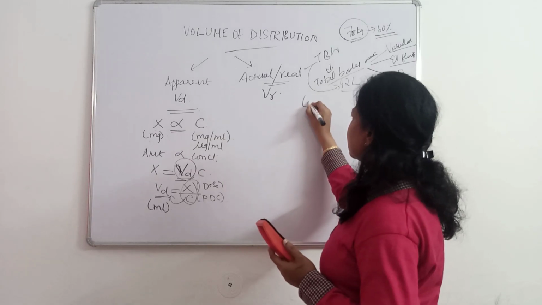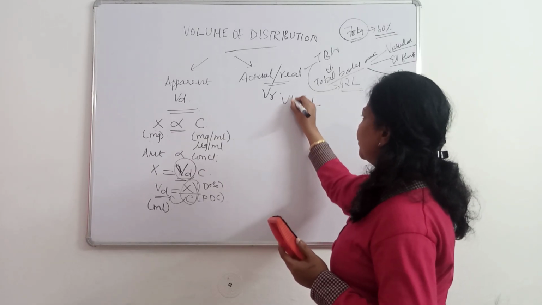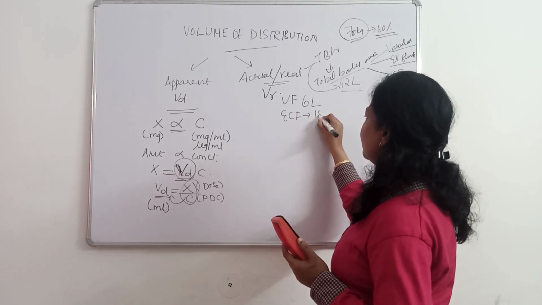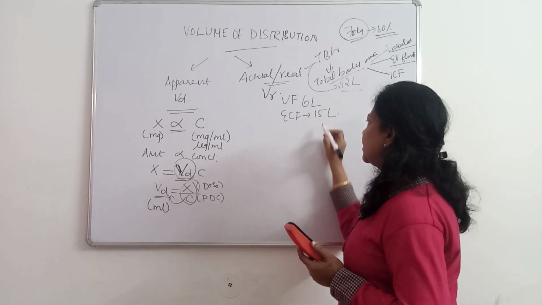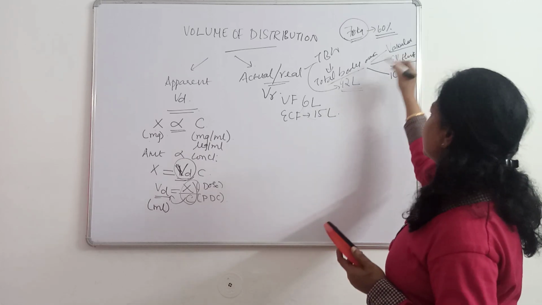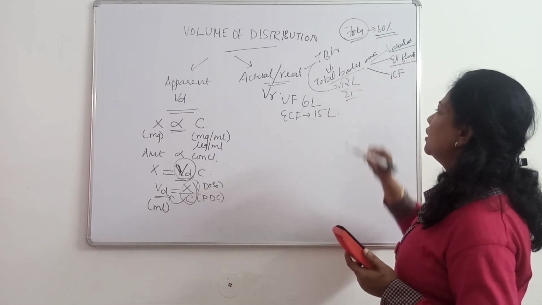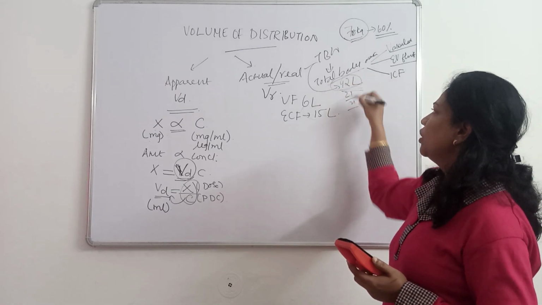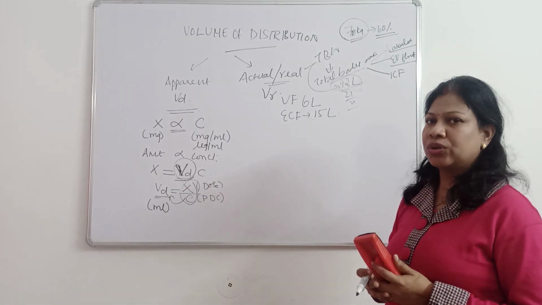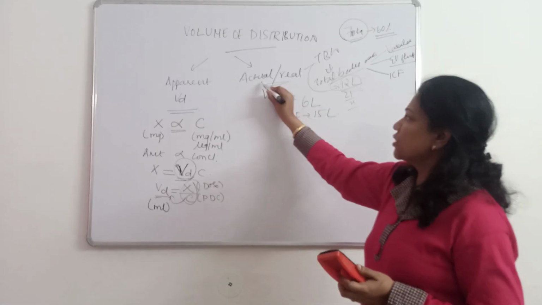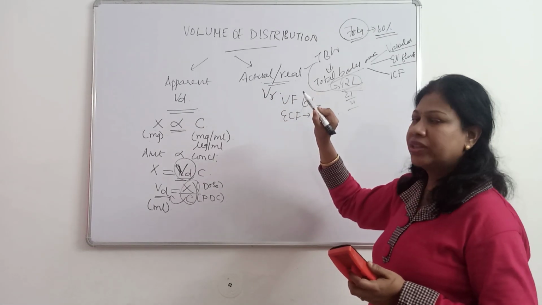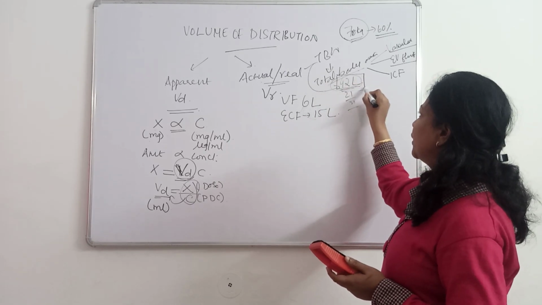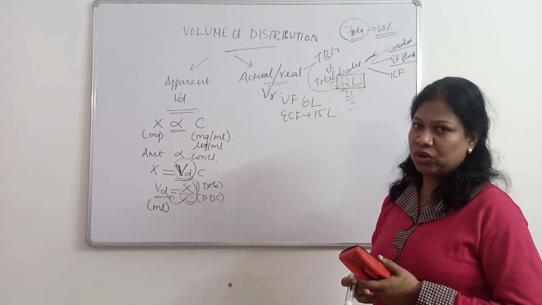Around 6 liters is the vascular fluid volume, and extracellular fluid is about 15 liters. The rest, that is 42 minus 21, will be the intracellular fluid. So we have a total of about 42 liters of total body water, and the actual or real volume of distribution depends upon this 42 liters of body water.